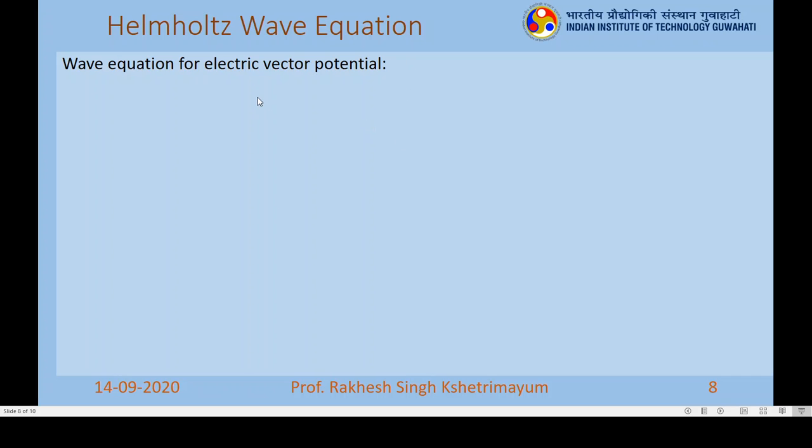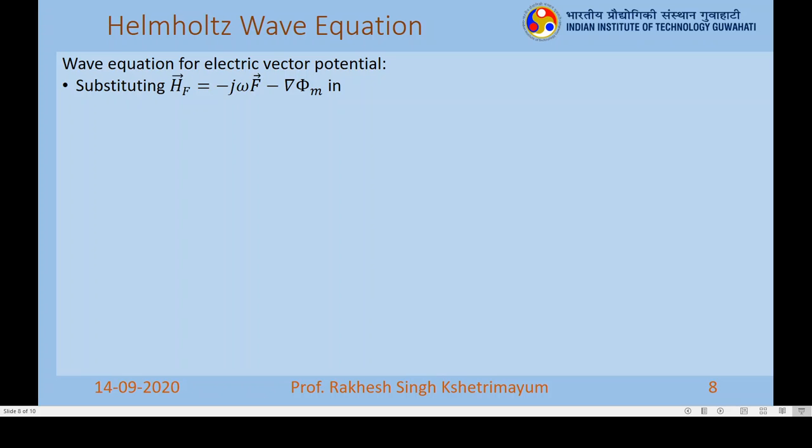So we can also express the wave equation for the potential, the electric vector potential. We have already discussed the Helmholtz wave equation for the electric field and magnetic fields. But now it's easier to solve the wave equation for the potential. That's why we'll also try to understand the wave equation for the electric vector potential. Solving the wave equation is easier for the electric vector potential than directly finding the electric field and magnetic field from the wave equation for the electric field and magnetic field.